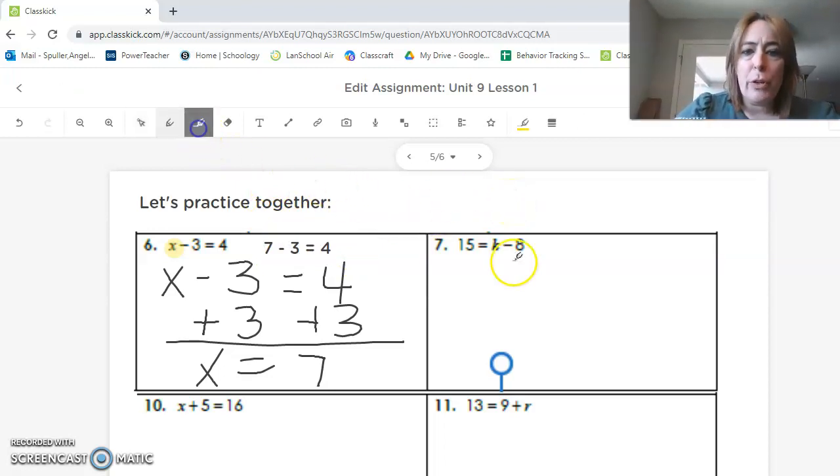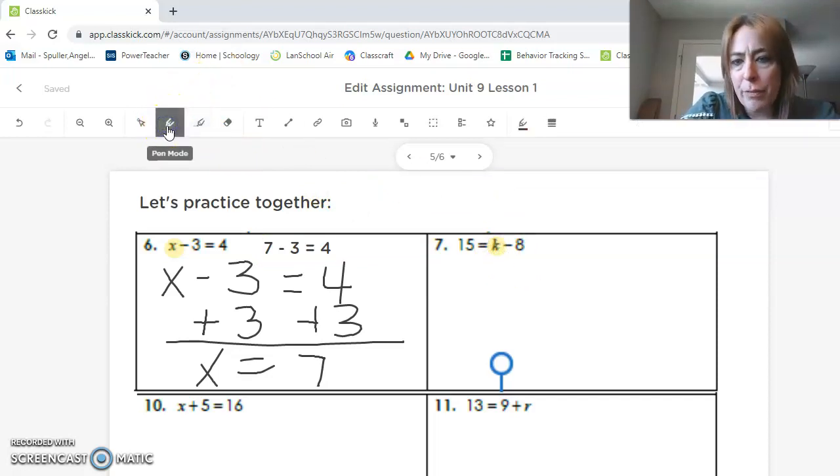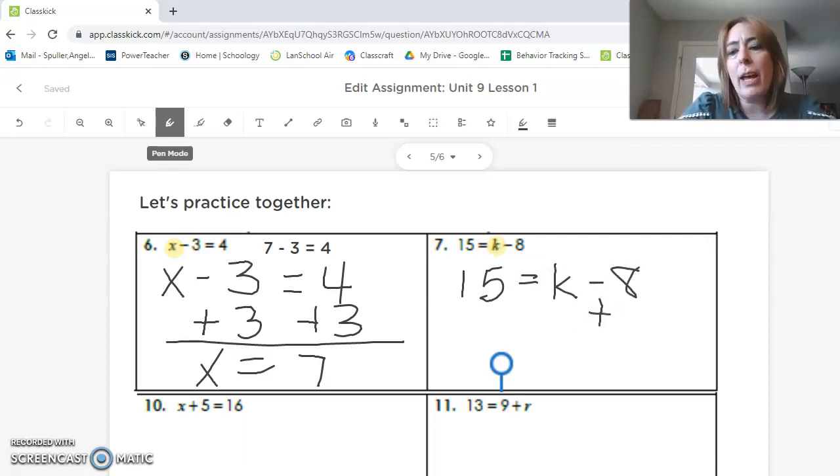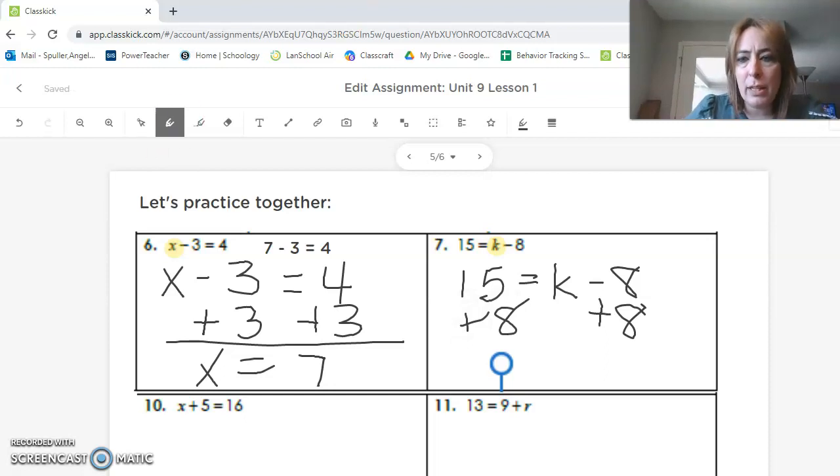Now remember, first, find the variable. Second, identify what it's asking you to do. So we're going to say 15 equals k minus 8. Remember, keep it the same. But instead of that, we're going to add 8. So we don't owe them anymore. But if I do it to one side, I have to do it to the other side.